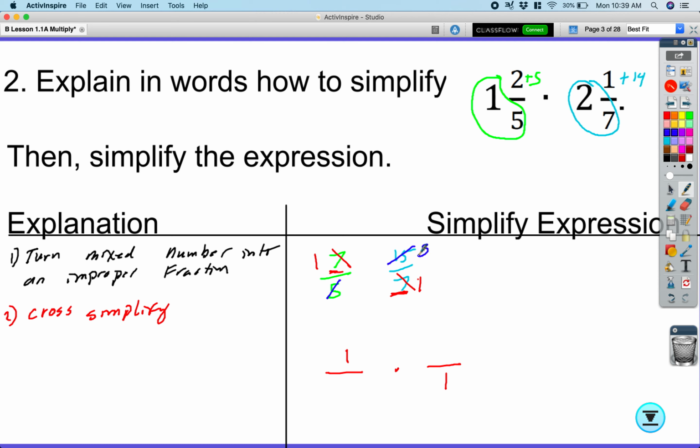I'm going to simplify both those by 5. 15 divided by 5 is 3. And 5 divided by 5 is 1. So I have 1 and 3 right here. Then last step, multiply straight across to get 3 over 1, which is just 3. So third step, multiply straight across.